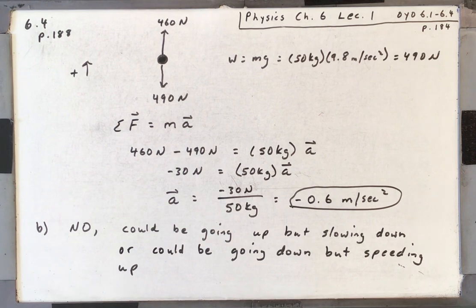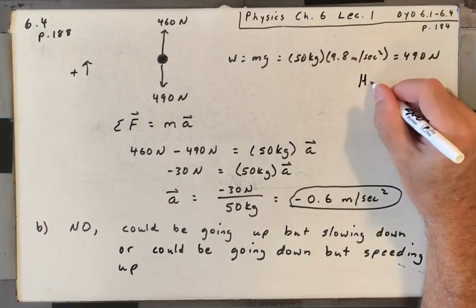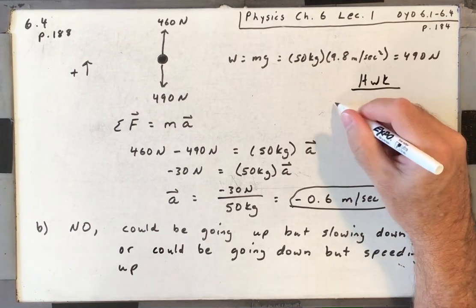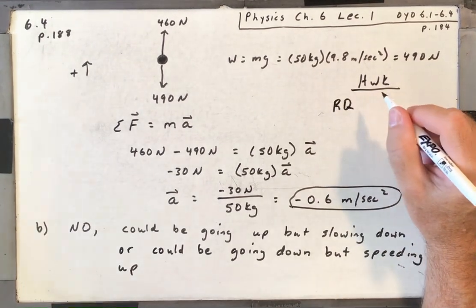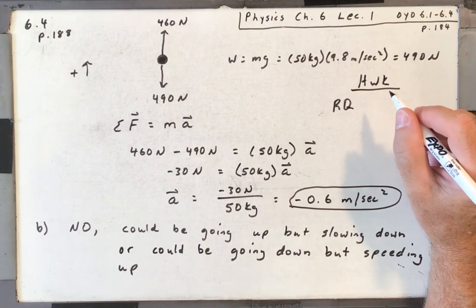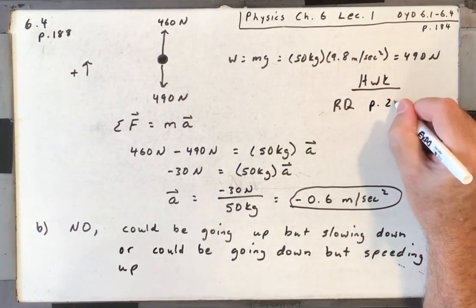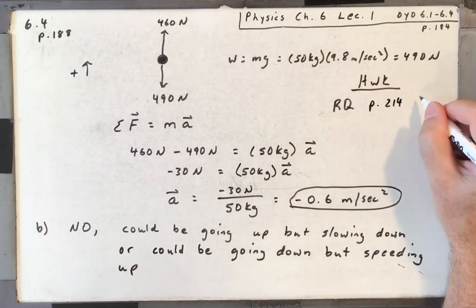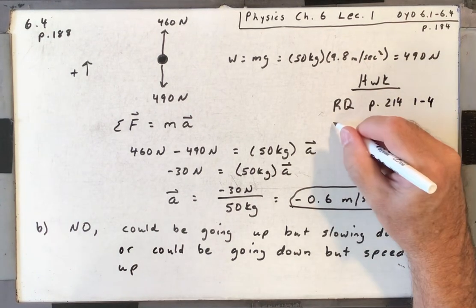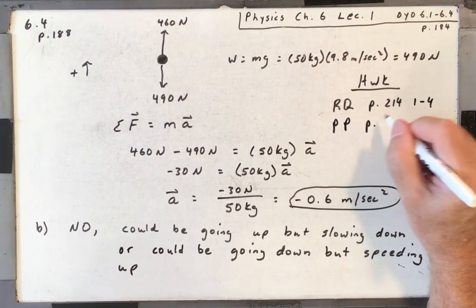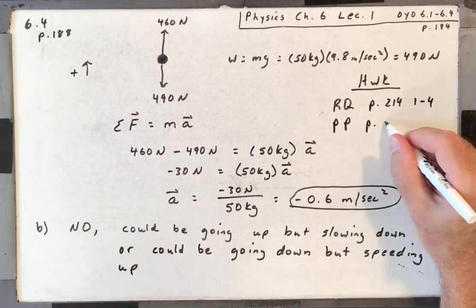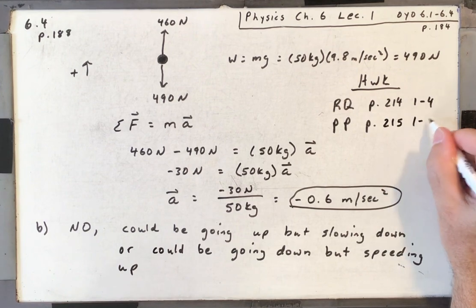All right, that does it for today's lecture. The homework that goes with this lecture is going to be review questions on page 214. Look at us go. You can do 1 through 4 and practice problems on page 215. You can do 1 through 3.